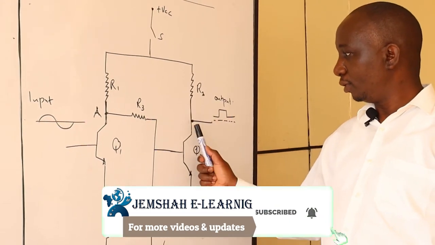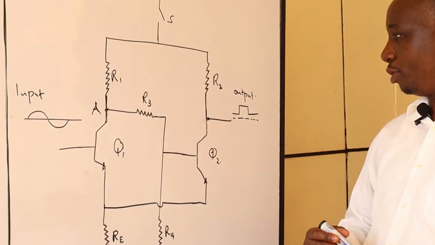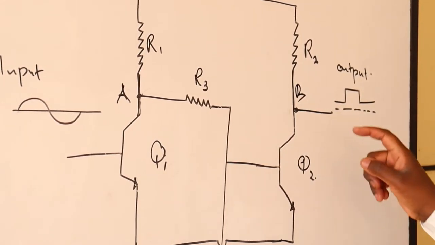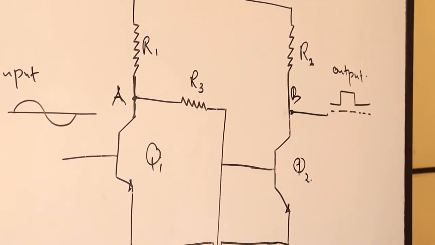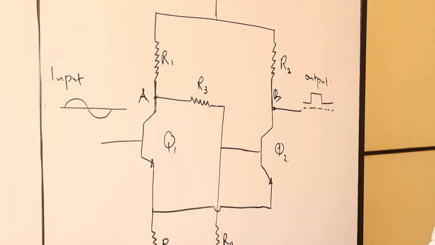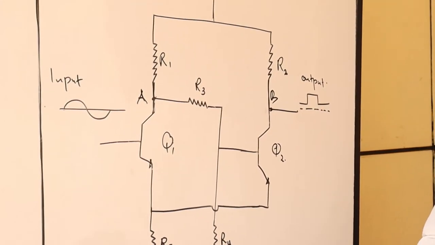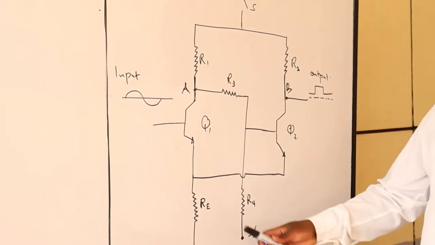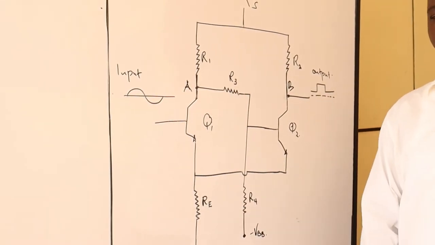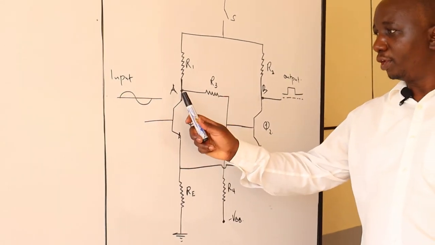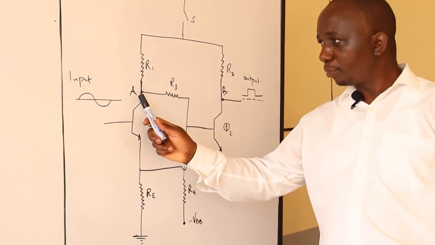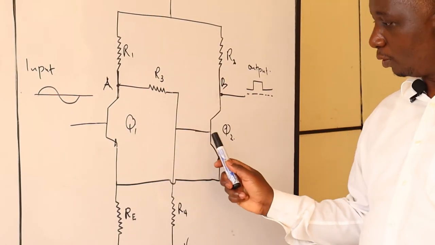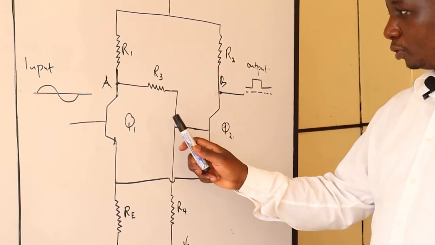And the voltage at point B will now be maximum, and then you shall be able to record an output. So when a negative pulse is applied, then what do we expect? When a negative pulse is applied, this potential will go extremely low. When it goes very low, the potential at terminal A will be high, and this will be for biasing Q2, because it's connected to Q2.